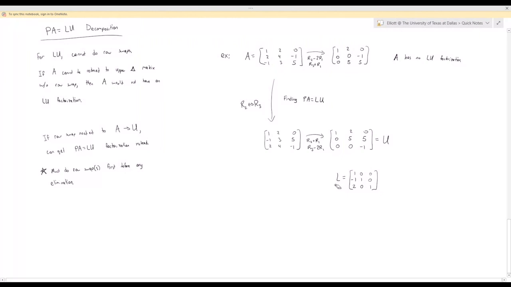Now, this L and this U does not give us an LU factorization of A. What it does, though, is give us an LU factorization for this matrix here. Now, what is this matrix? Well, we obtained this matrix from A by performing this row swap.